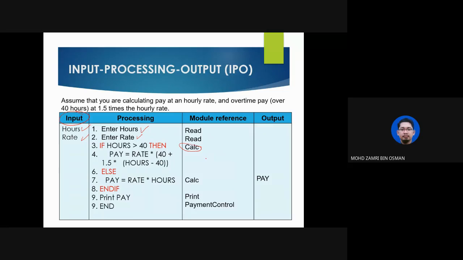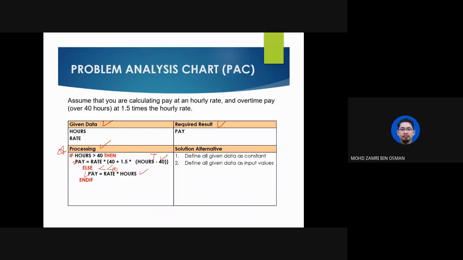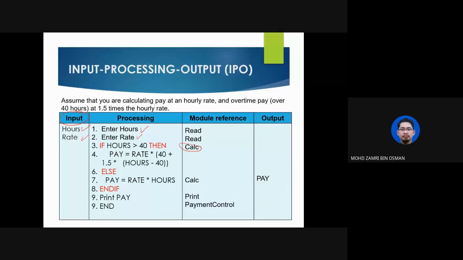If you reflect again in our PAC here, it falls under the processing, right? Anything that does the calculation will fall on this one. That's why in our IPO here, it falls under the calculate module reference. So all the things here, line number 4 until 8, will fall under calculation. We have this one calculation, this one a calculation as well. If hours is greater than 40, this one we call processing as well, because we need to do some checking.